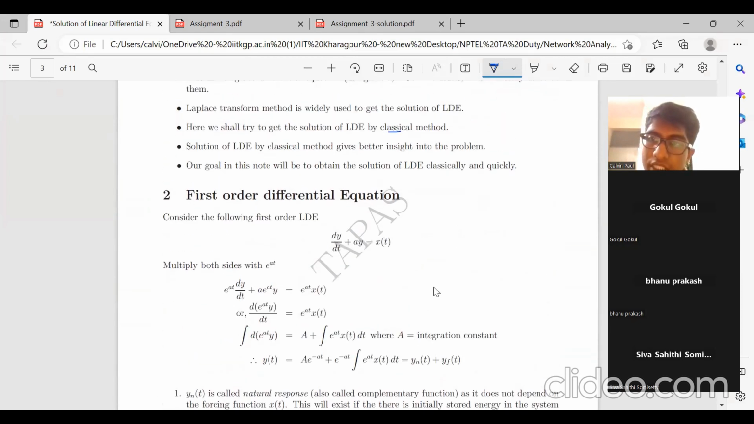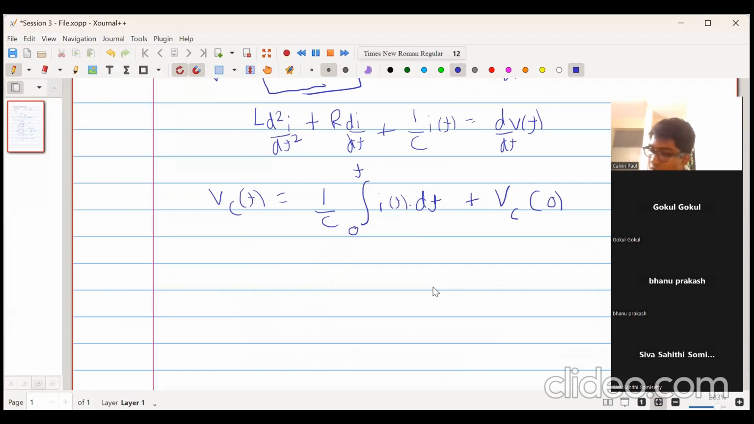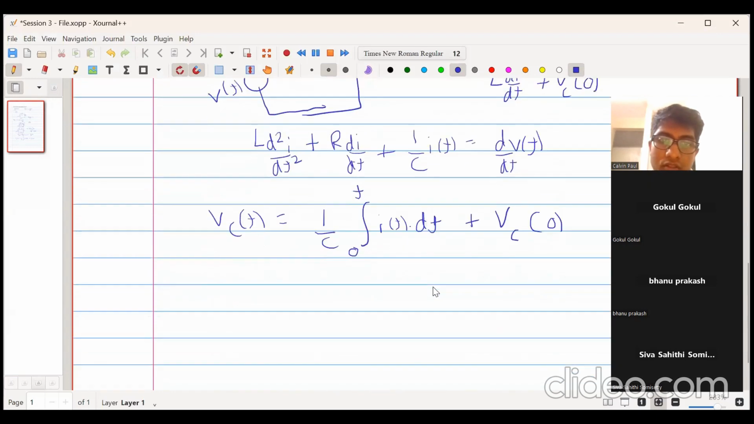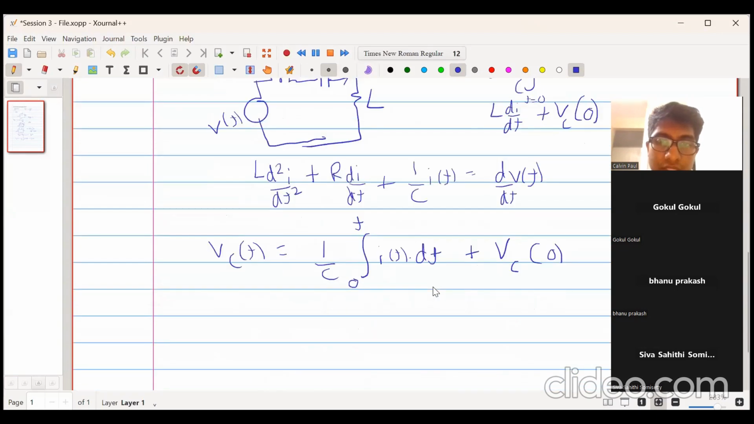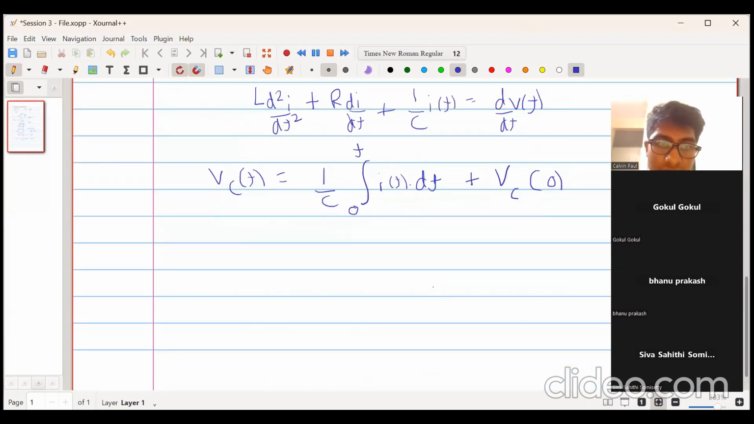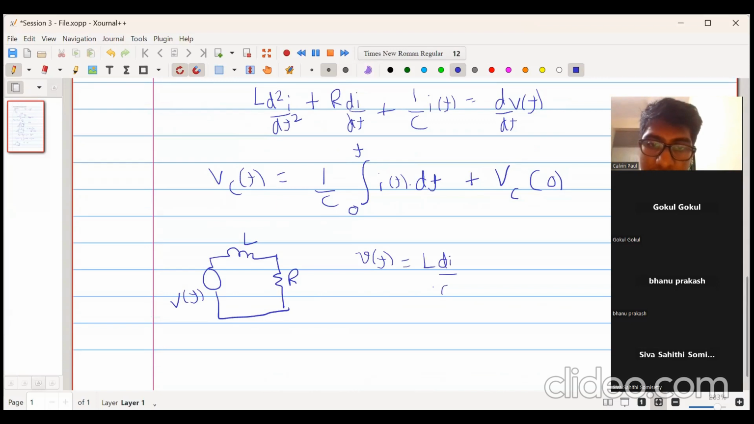Okay, so now we will consider how to solve linear differential equations. We will consider this circuit, L, R, V(t). Okay, the previous circuit. So we apply KVL as before, and we got V(t) is equal to L di/dt plus R into i(t).